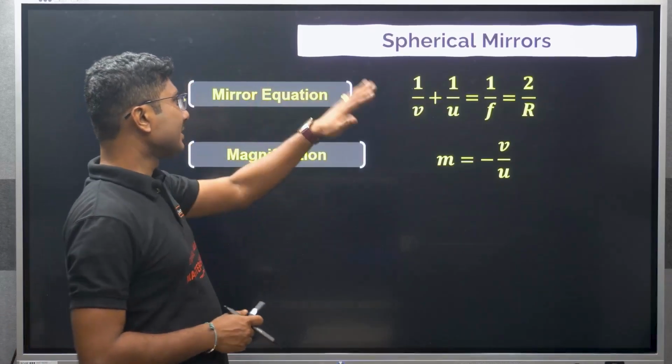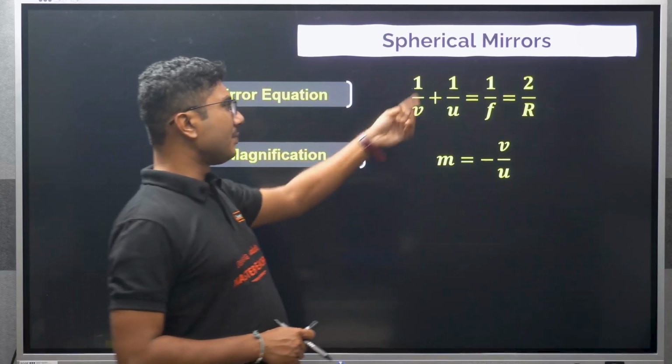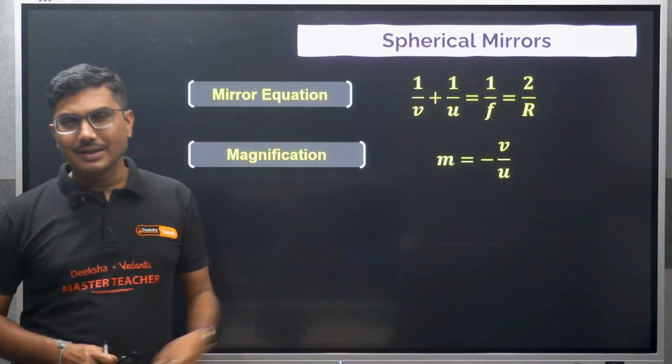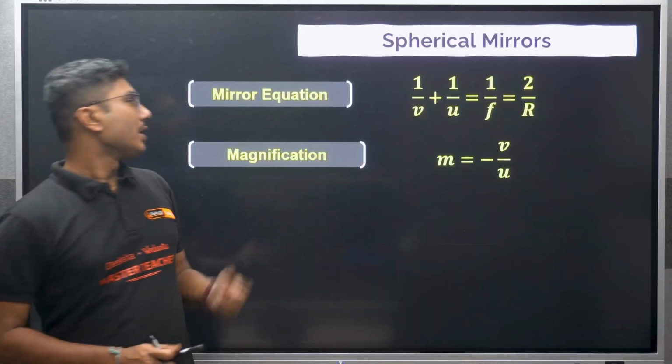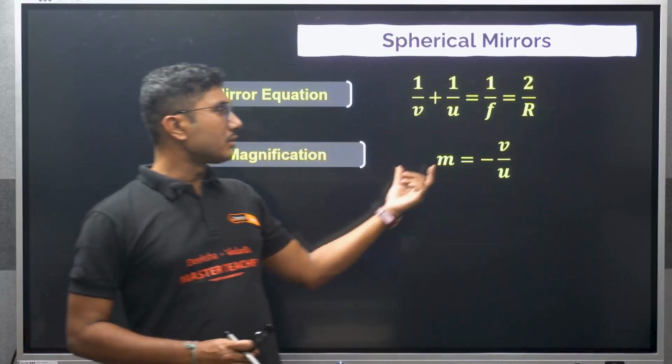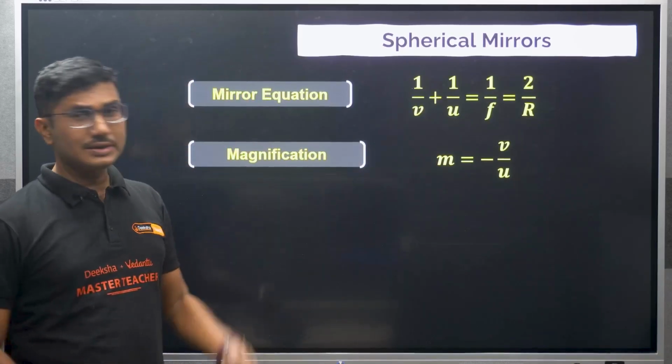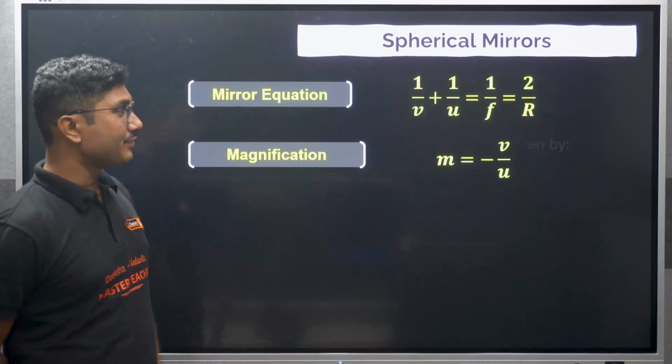So for spherical mirrors, the mirror equation is 1 by V plus 1 by U is equal to 1 by F, or 2 by R, where R is the radius of curvature of the surface. Now magnification is given by M equals minus V by U. Remember that the magnification of spherical mirrors is minus V by U. There is a negative sign.